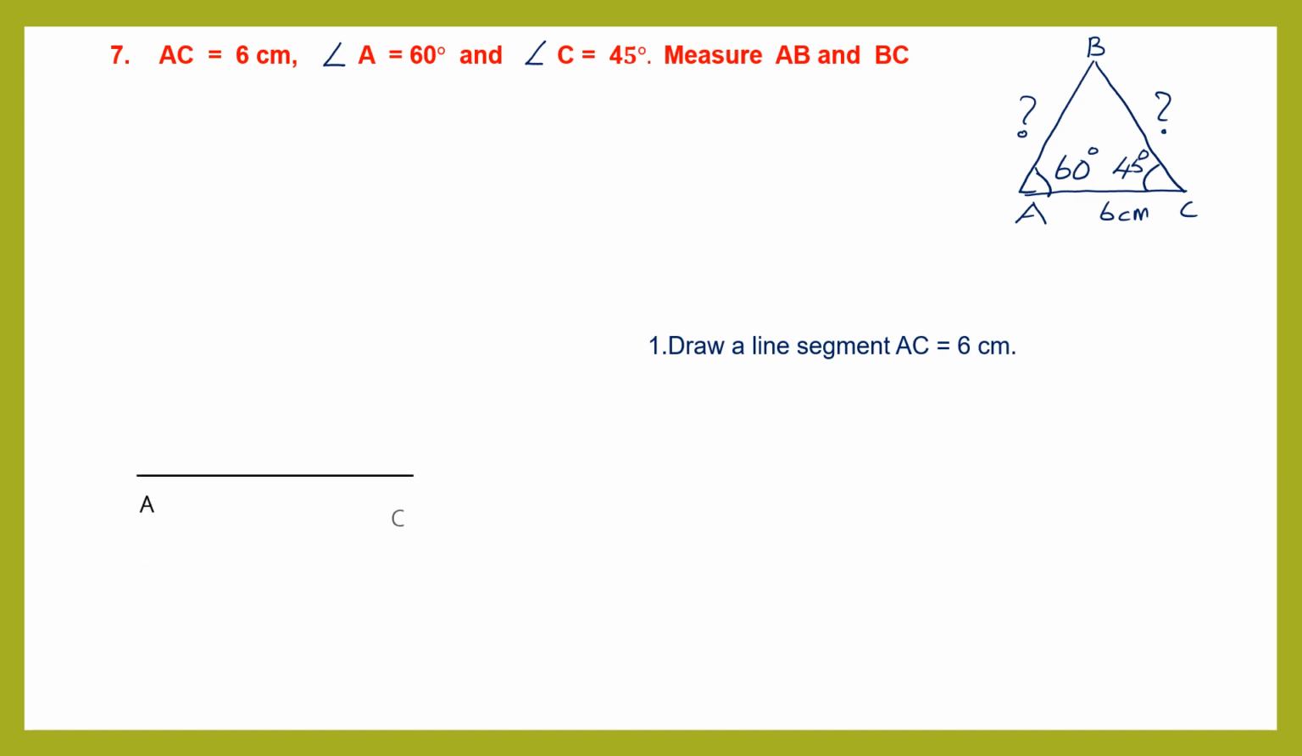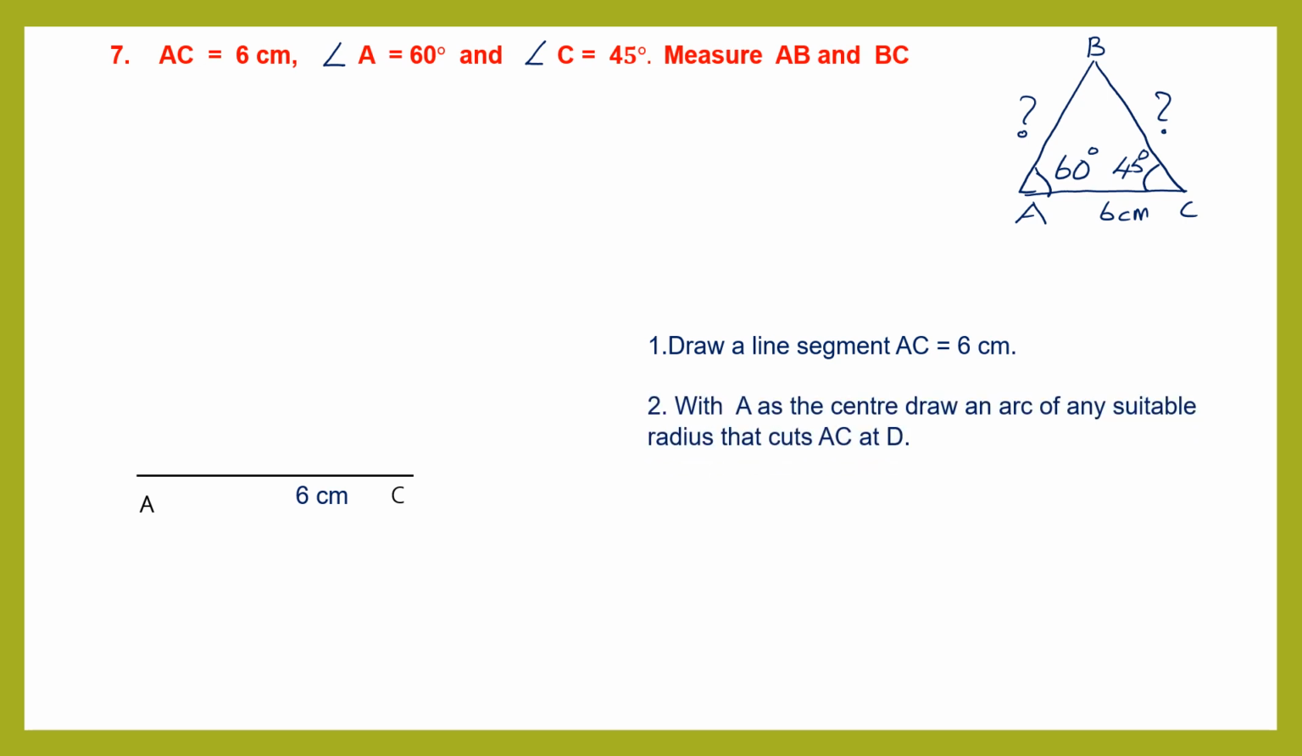So we have A and C, a line segment, 6 centimeters, which we have drawn with the help of a ruler. With A as the center, now we're going to construct 60 degrees. Remember, your rough figure tells us A is here, so the 60 degree measurement should be at A. For that, we're going to take A as the center, draw an arc of any suitable radius that will cut AC, this line, at D.